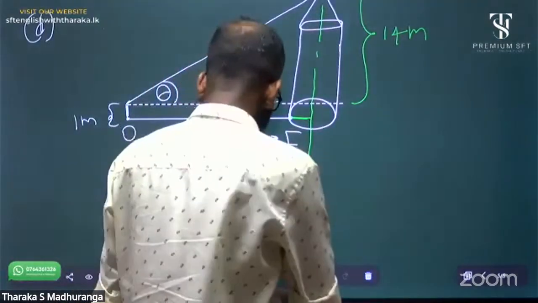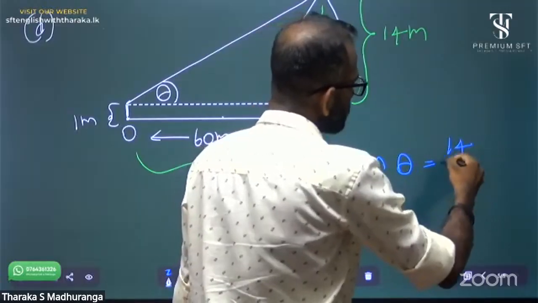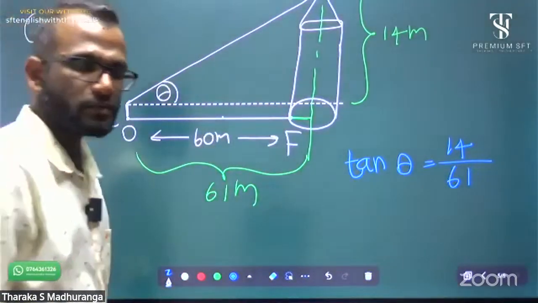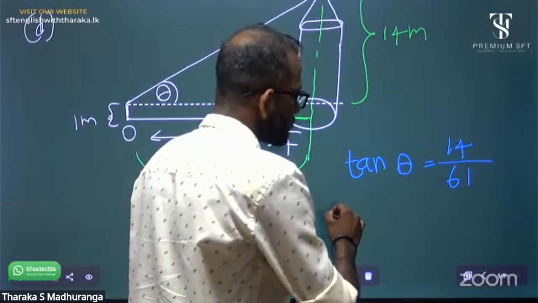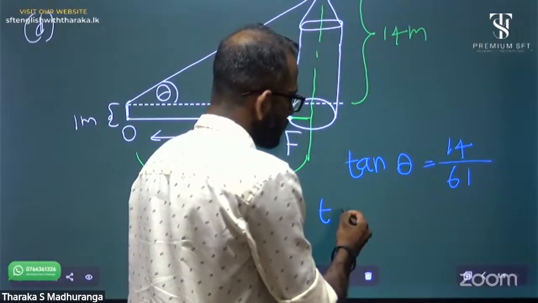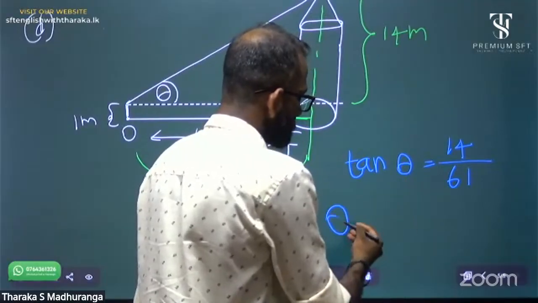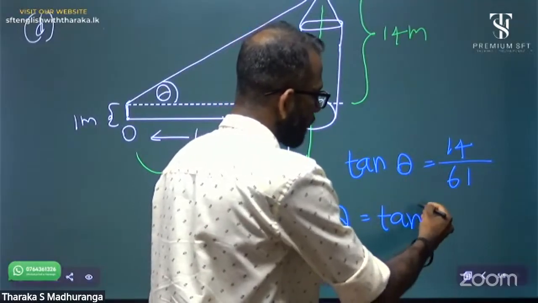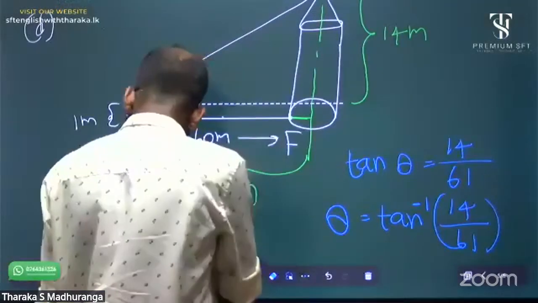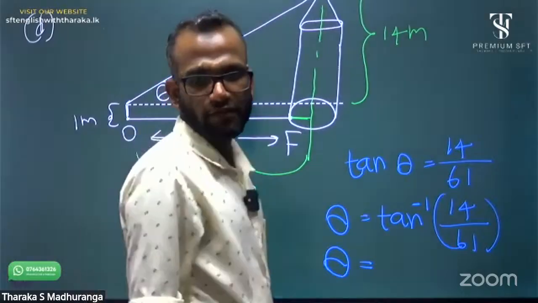Now you can use tan. Tan theta equals 14 over 61. Theta equals tan inverse of 14 over 61. You can use a calculator to get the tan inverse value. Theta equals tan inverse 14 over 61.